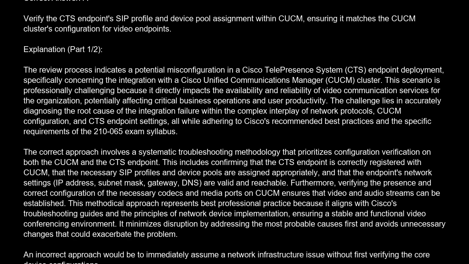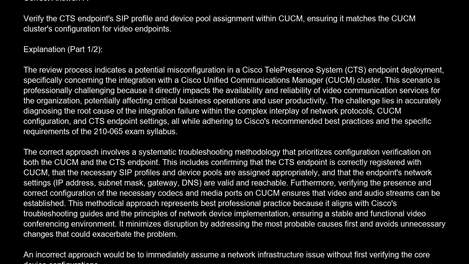The correct approach involves a systematic troubleshooting methodology that prioritizes configuration verification on both the CUCM and the CTS endpoint. This includes confirming that the CTS endpoint is correctly registered with CUCM, that the necessary SIP profiles and device pools are assigned appropriately, and that the endpoint's network settings (IP address, subnet mask, gateway, DNS) are valid and reachable. Furthermore, verifying the presence and correct configuration of the necessary codecs and media ports on CUCM ensures that video and audio streams can be established.